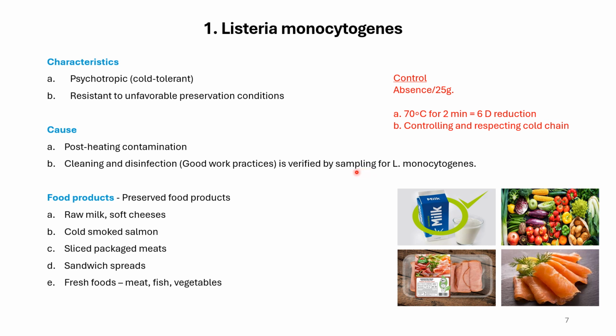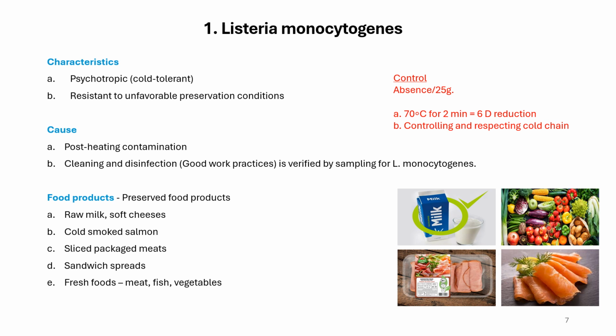Food products that are related to Listeria outbreak include preserved food products with extended shelf life in the refrigerator. For example, you have raw milk, soft cheeses, cold smoked salmon, sliced packaged meats, then fresh fruits, vegetables, meat, fish.